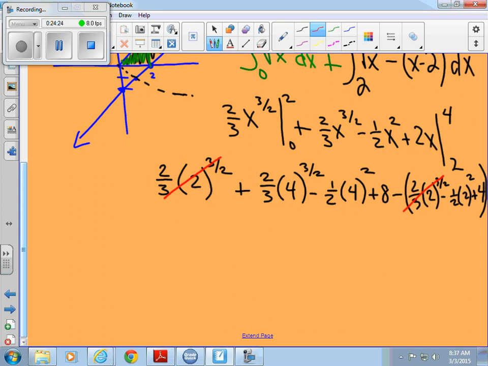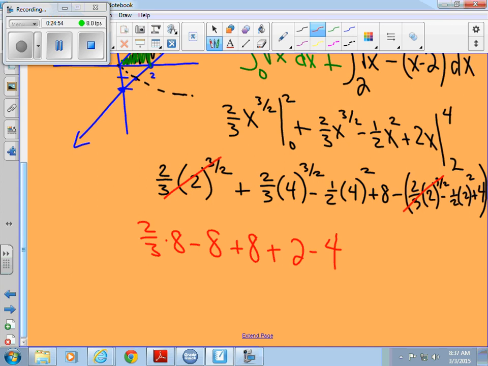It's square root cubed, and I would root first because it makes your numbers smaller. What's the square root of 4? What's 2 cubed? So it's 2 thirds times 8 minus 16 times a half, which is 8, plus 8. Plus, I do need to distribute the negative. 2 minus 4.